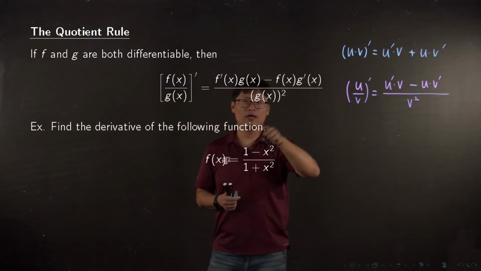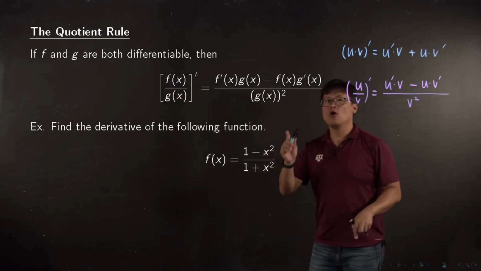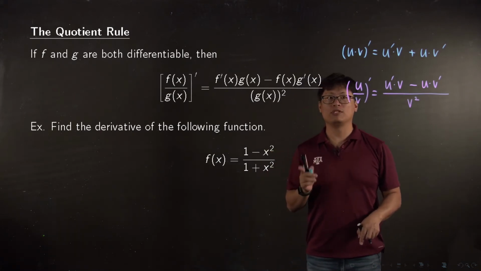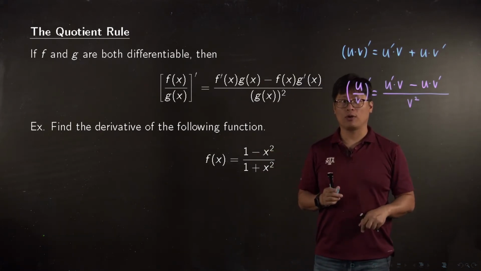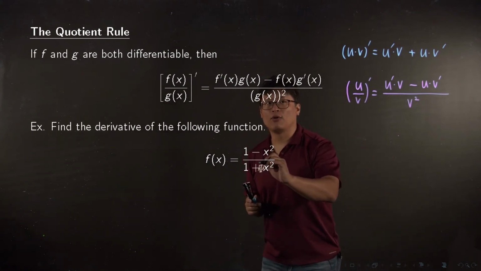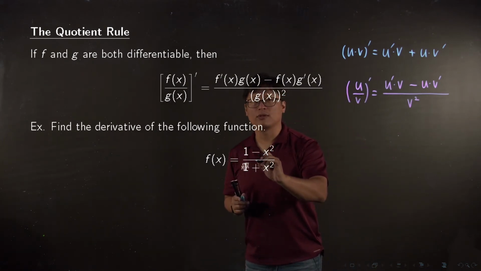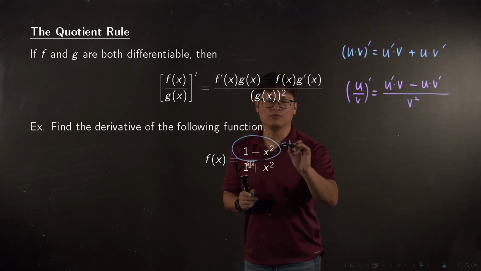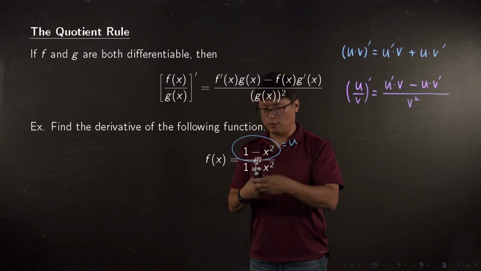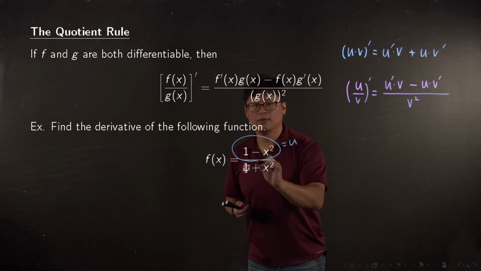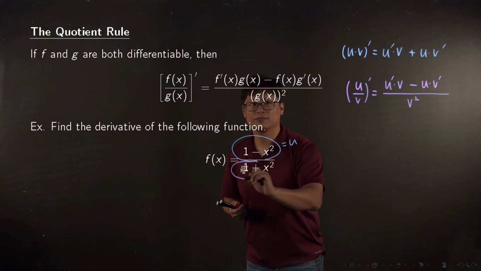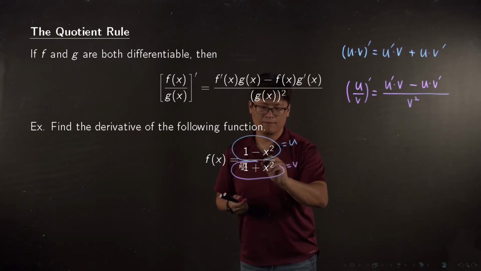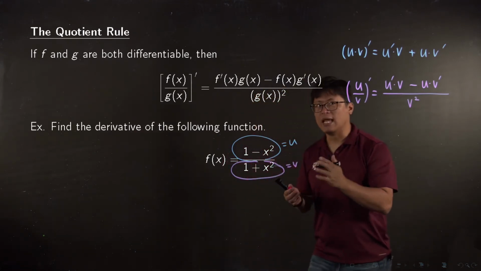Now, let me give you one example. Look at this function f: 1 minus x squared over 1 plus x squared, which is exactly the quotient form. As I did before, let me give different names to these. Let's say the numerator function is u, and with a different color, the denominator function is v. Just name it.